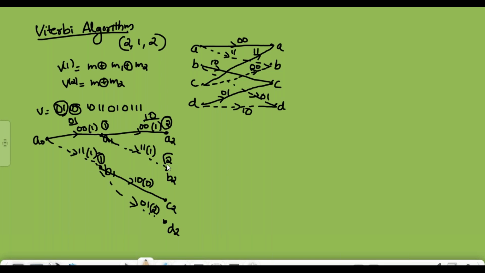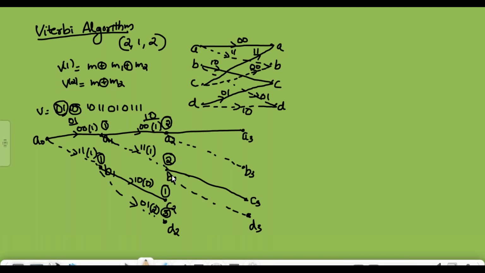Take those 2 bits, then find the branch metric. Here the first is 1, the second here also it is.